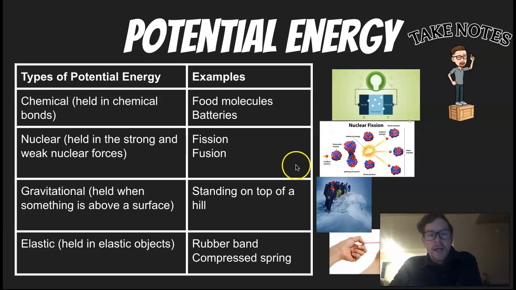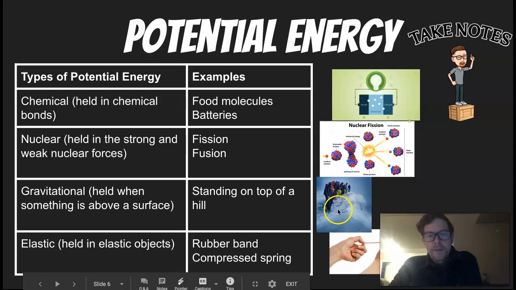Fusion is the energy that powers the stars, and it's all related to the potential energy held in the nucleus of atoms. Gravitational is the one that we tend to focus on in this class, and that's basically the classic example of something that is high up above a surface. So for example, in this picture, all of these skiers have a lot of gravitational potential energy.